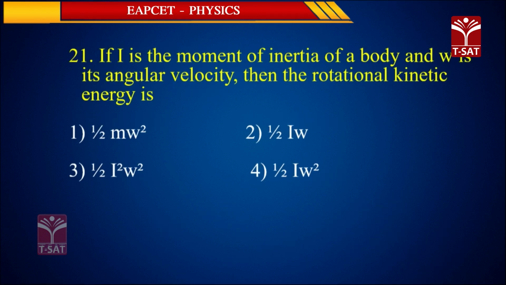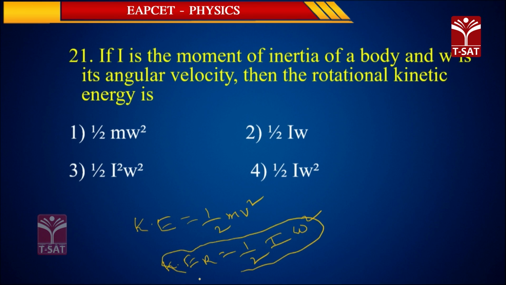Next, here you know, question number 21. See, children, if I is the moment of inertia of a body and W is its angular velocity, then the rotational kinetic energy is, here you know that, children, kinetic energy is equal to half mv square. Okay, but for rotational kinetic energy, 1/2 at m place put the moment of inertia I, and for velocity the angular velocity. Here m is the mass, I is the moment of inertia in rotatory motion, and v is the velocity, here the angular velocity, children. Therefore rotational kinetic energy is 1/2 I omega square. Okay, children, are you clear?